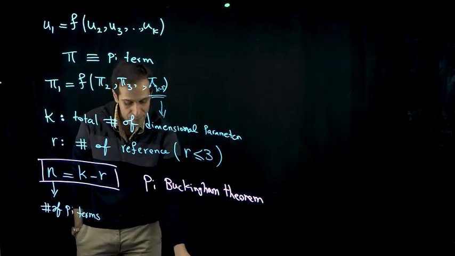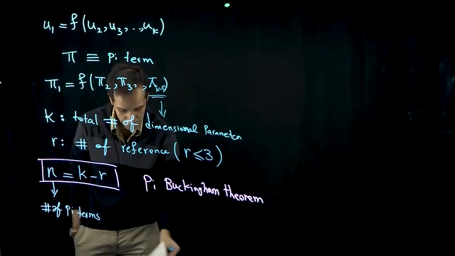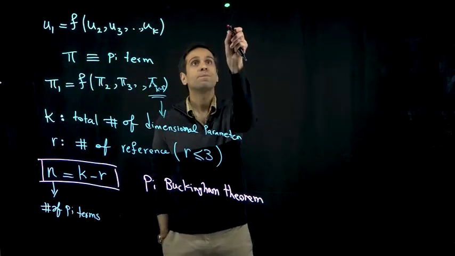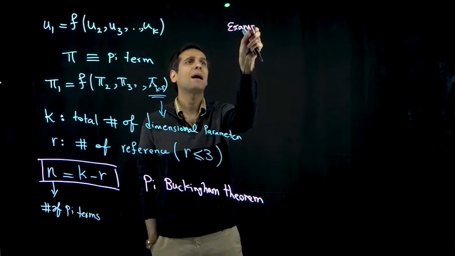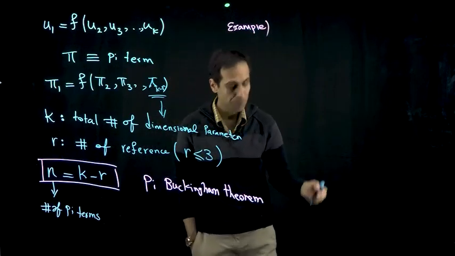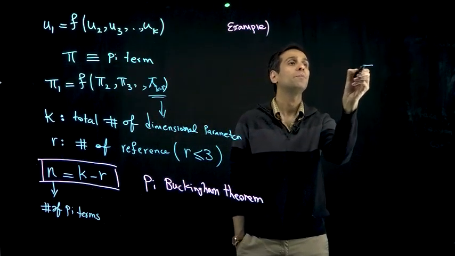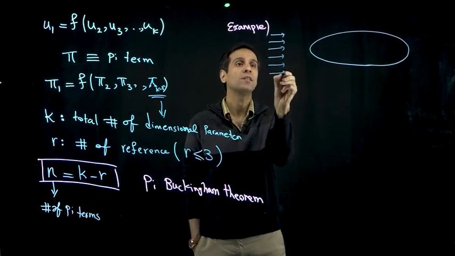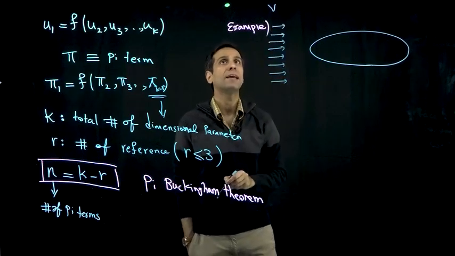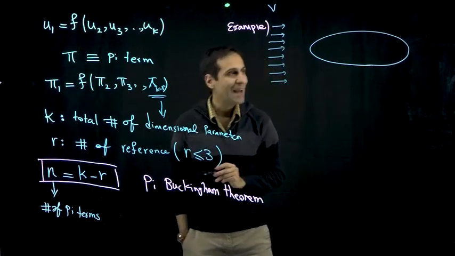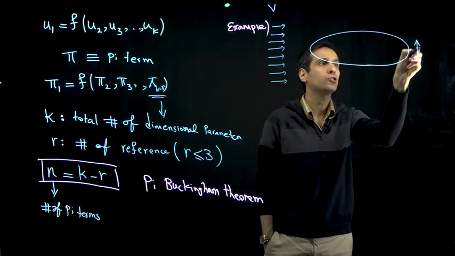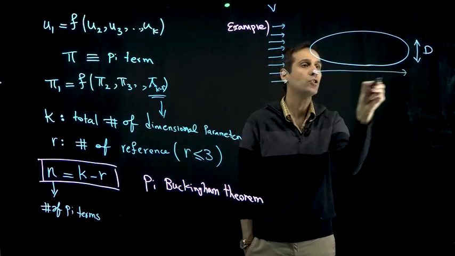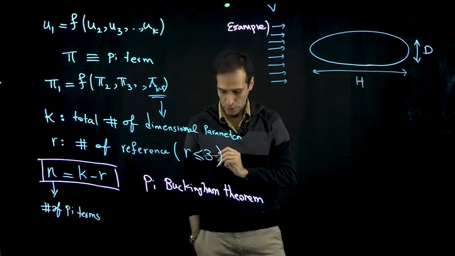Let's explain this in a short example. It's an applied example. Assume there is a bridge. So it's a structural bridge, and the flow of air is coming. So it is exposed to the flow of the air, V. And the bridge is an elliptical shaped bridge. So the dimensions are D, a small diameter, and H, which is the long diameter.